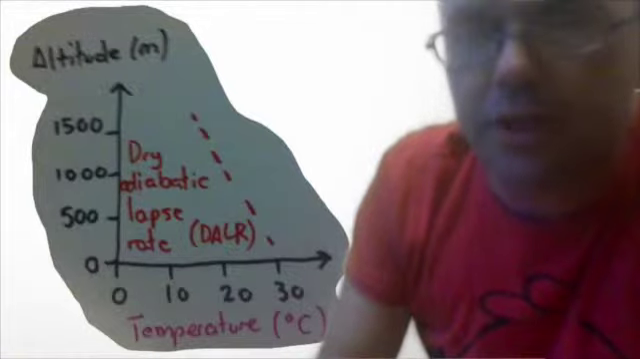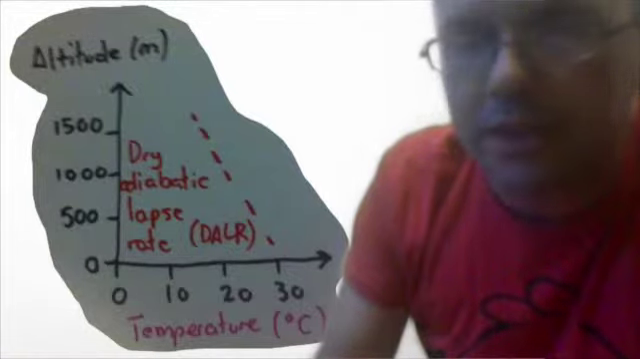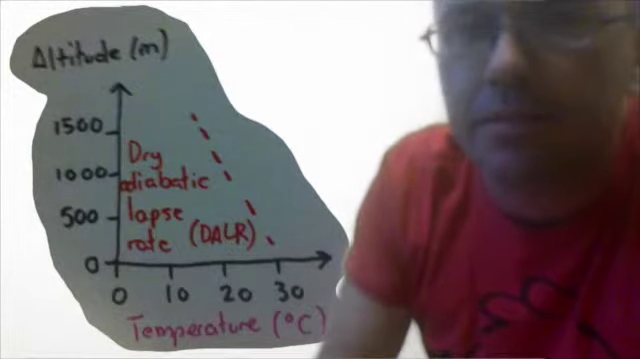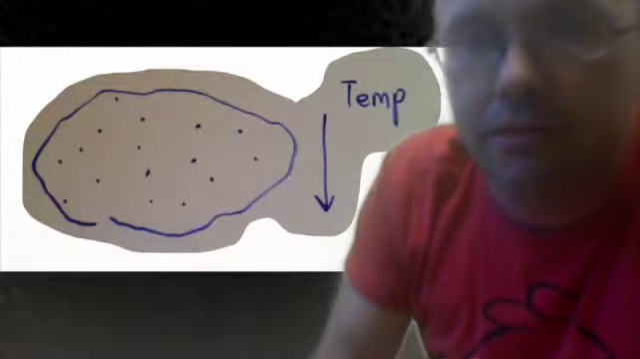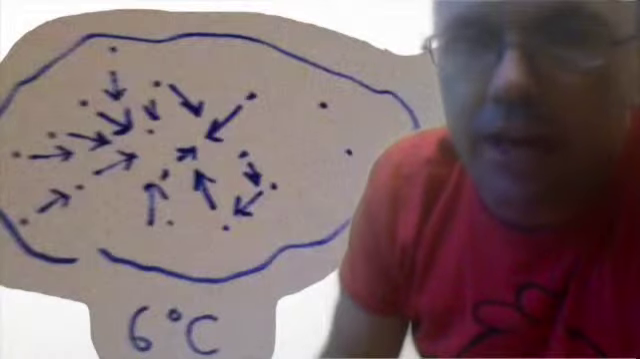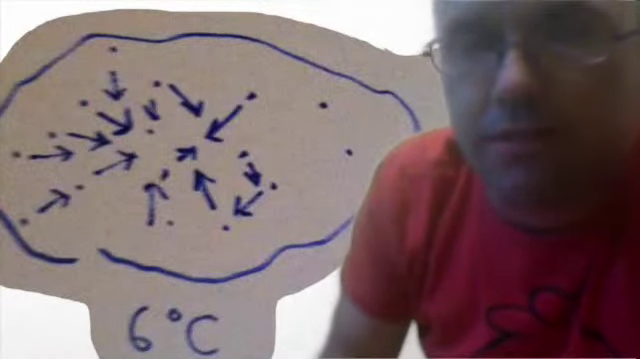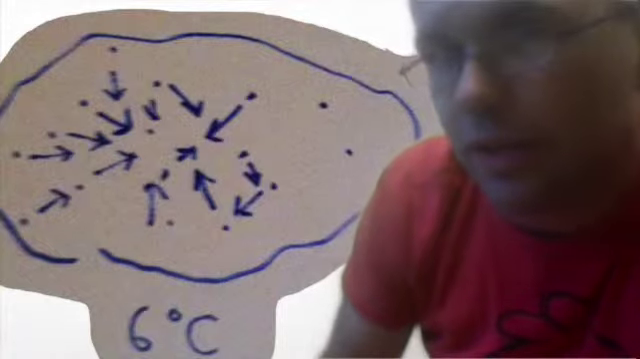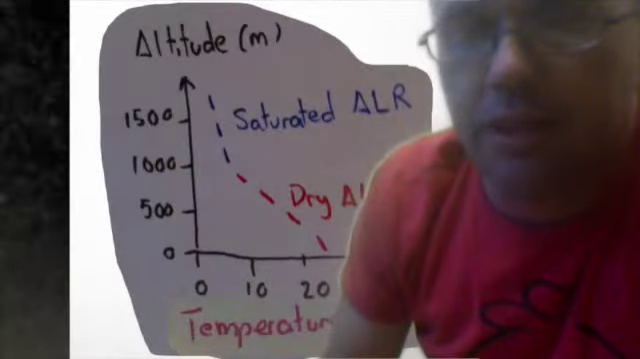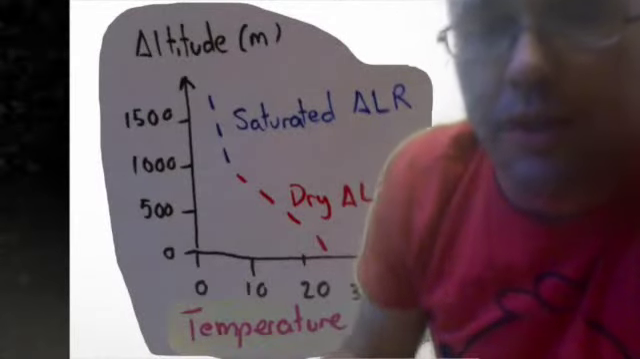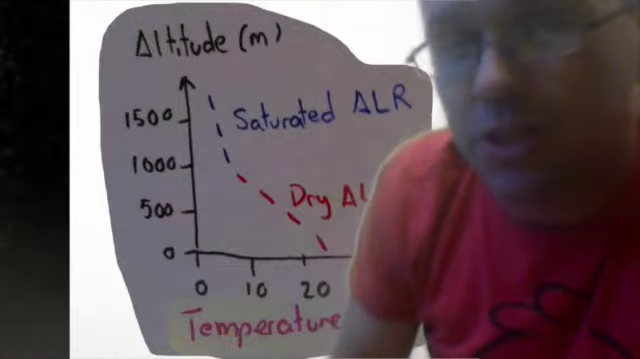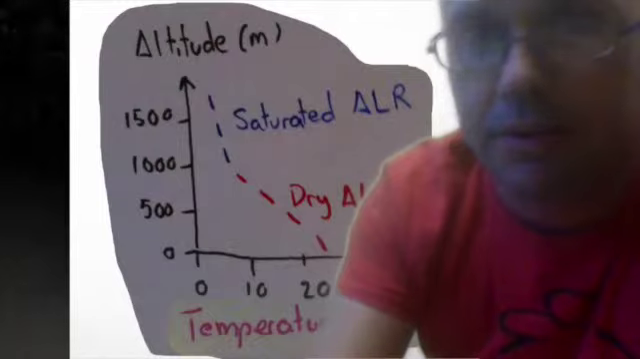Now this is where an interesting phenomenon takes place. Once the temperature has cooled to a certain point, I think it's around 6 degrees, the evaporated water that's in this package of air starts to coalesce. And as a consequence of the release of latent heat due to the coalescence of the water particles, the rate at which the parcel of air is cooling slows down. This is known as the saturated adiabatic lapse rate.